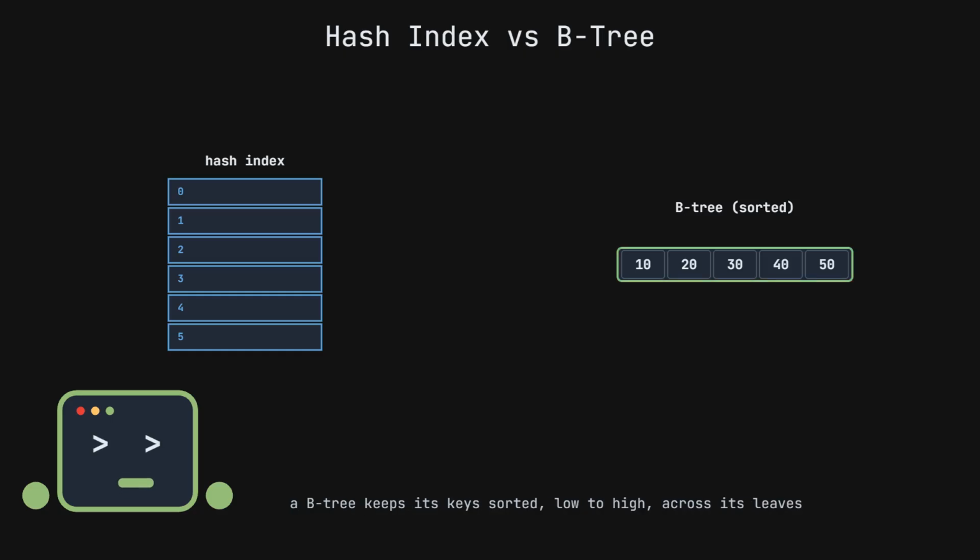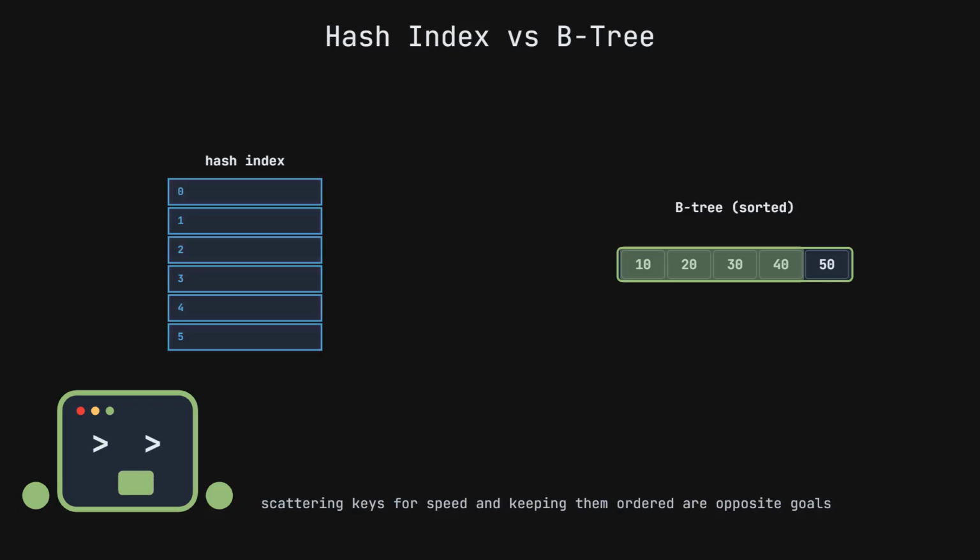A B tree keeps keys sorted, low to high, across its leaves. Order is the entire point of how it's built. That same range query just walks to the starting point, then reads forward until it passes the end of the range. Simple. For a pure exact match, hash can edge out slightly ahead. For anything involving order or ranges, the B tree wins completely.